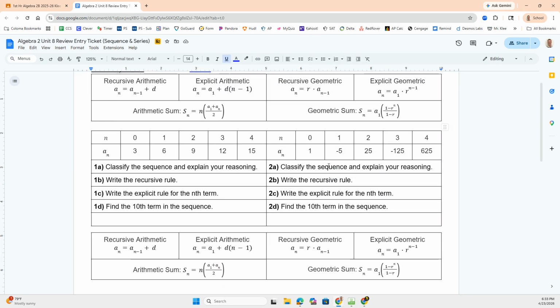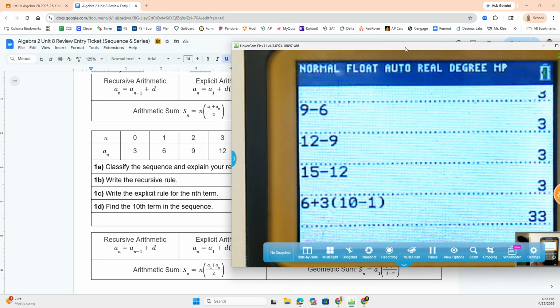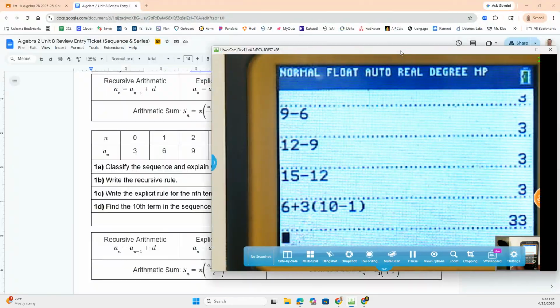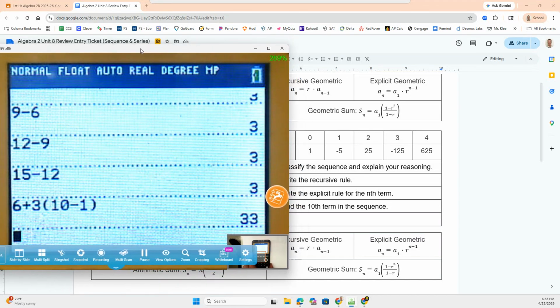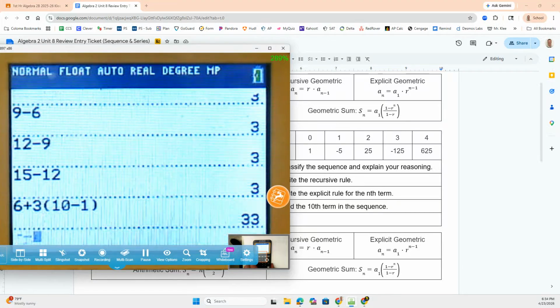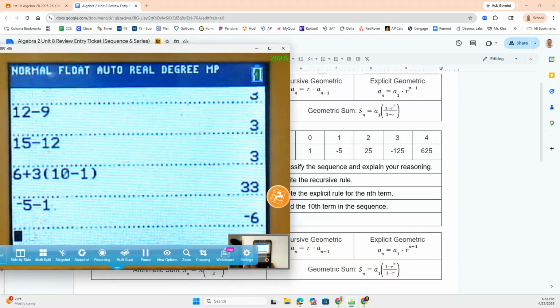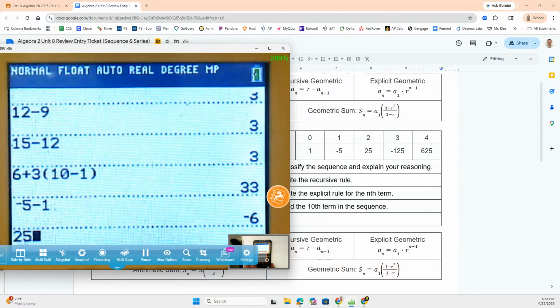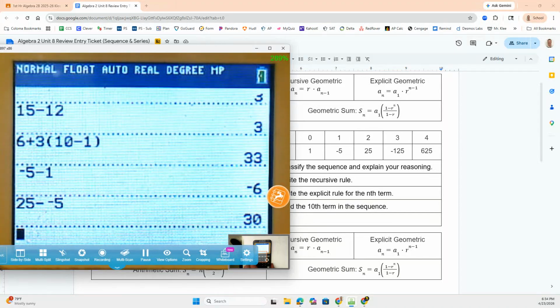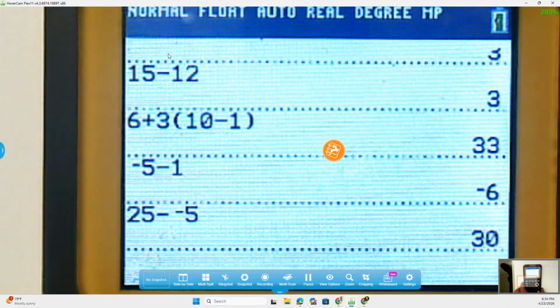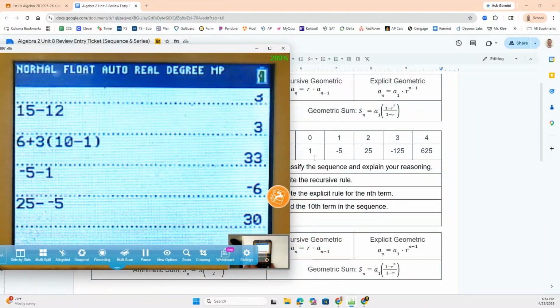We're asked to classify the sequence and explain your reasoning here. So if I start off and I try to see, is this arithmetic again? Am I repeatedly adding something? It really doesn't look like it. But if I take negative 5 and subtract 1, I get negative 6. If I take 25 and subtract negative 5, I don't get the same thing. So this is not an arithmetic sequence on the other half.